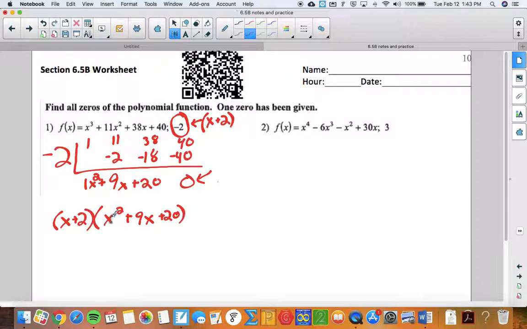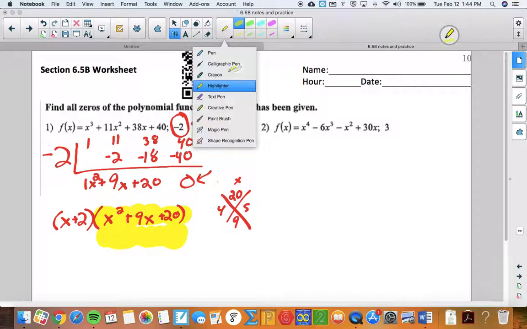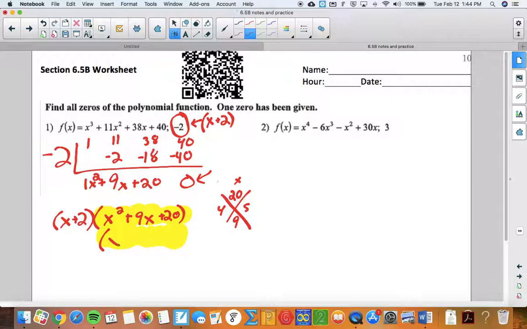But now, folks, we need to try to factor this further. We're looking for numbers that multiply to 20, because this is the a equals 1 case. This is the quick method. Numbers that multiply to 20 and add to 9, that would be 4 and 5, right? So that means that this polynomial, which I'll highlight right now in yellow, can be factored further into x plus 4 times x plus 5.